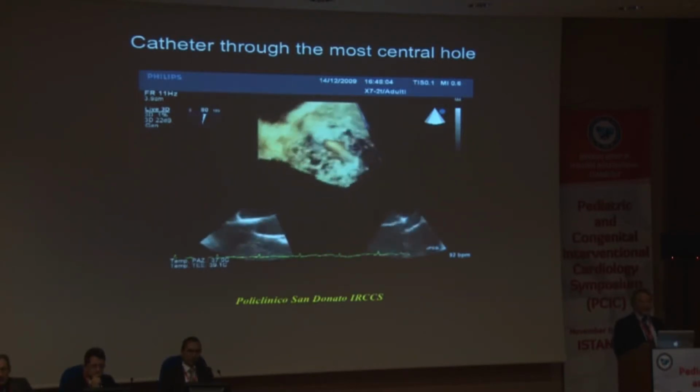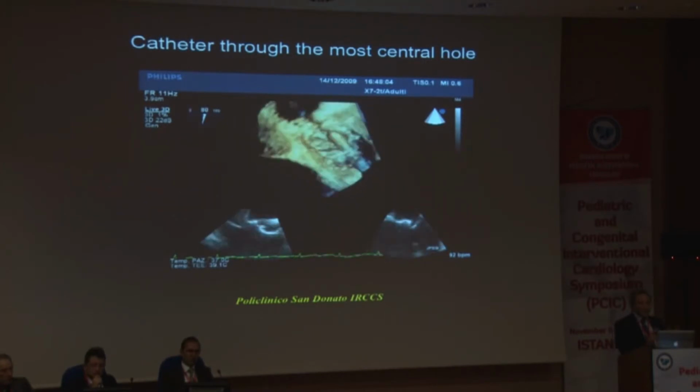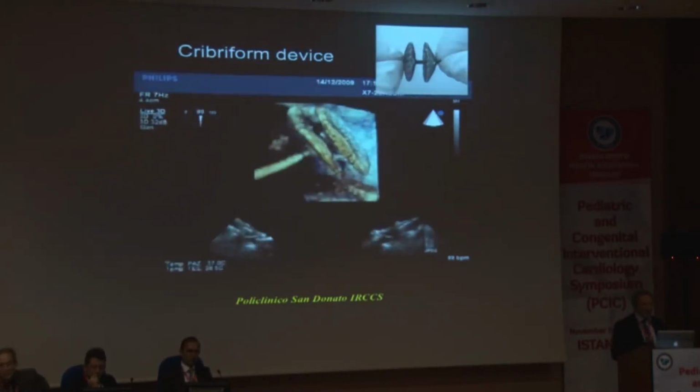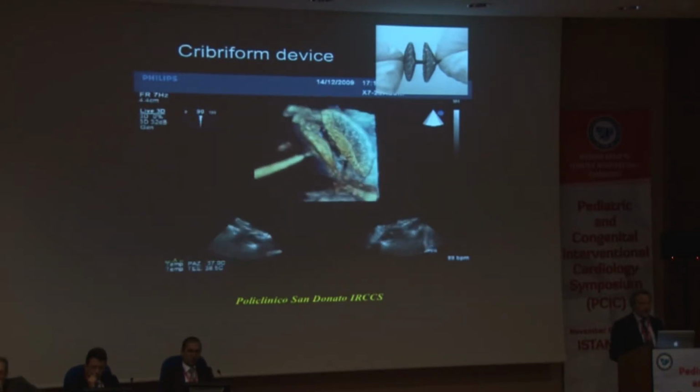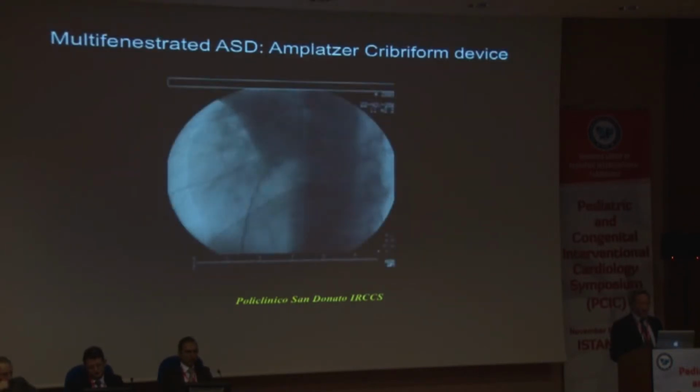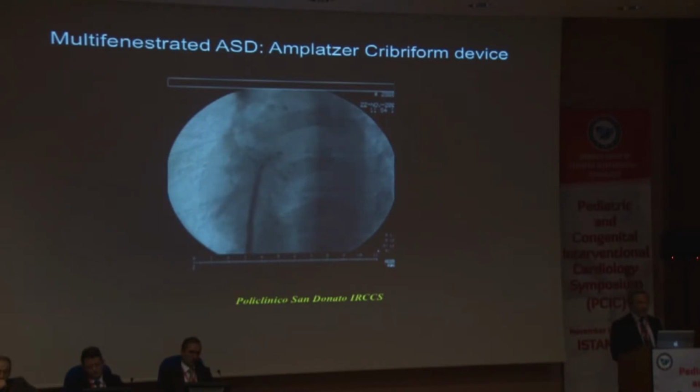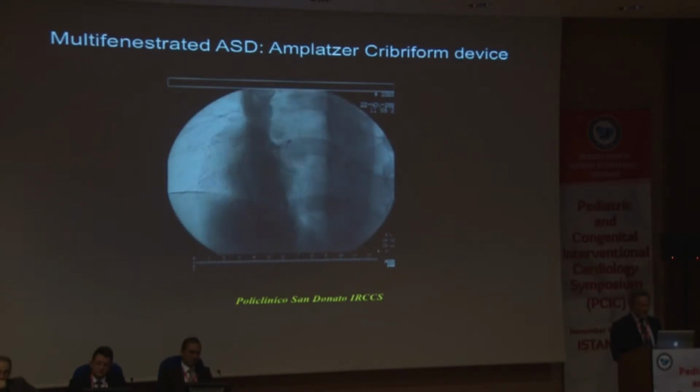So we try to enter the left atrium through the most central portion, which is a bit arbitrarily defined. And the device that we want to use in this particular case is not an ASD occluder, but a cribriform device with different sizes depending upon the length of the septum, etc. This is an angiographic example of another case of multifenestrated defect where a cribriform device was used, a test angiogram before releasing the device. Well, you see in the levo phase, the left disc is well positioned, so we can release the device, and that's it.